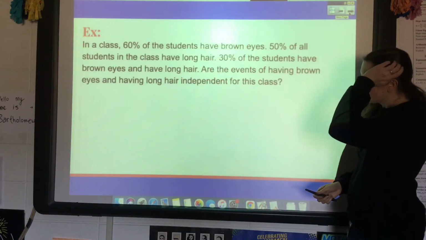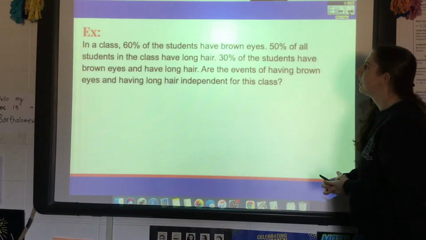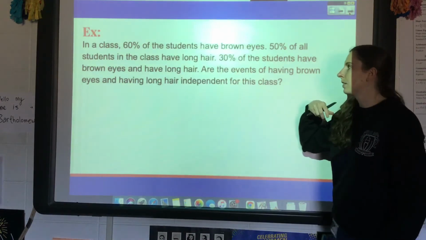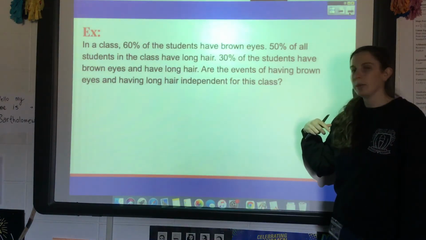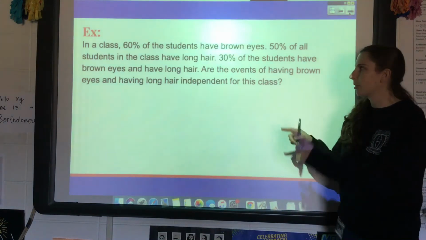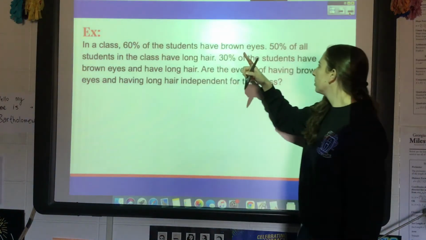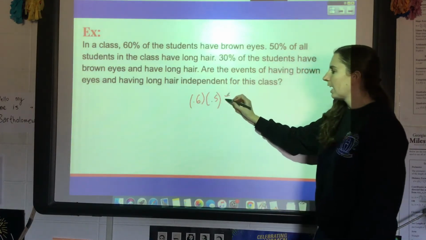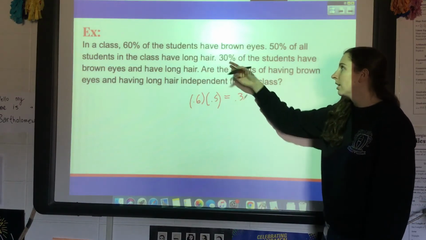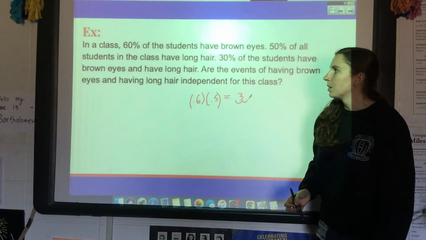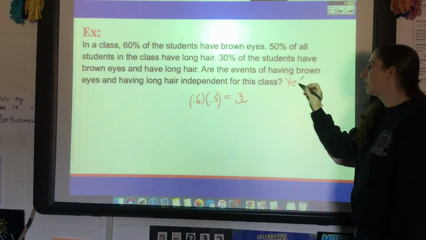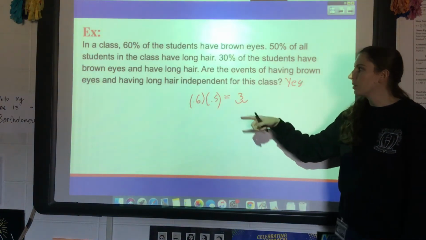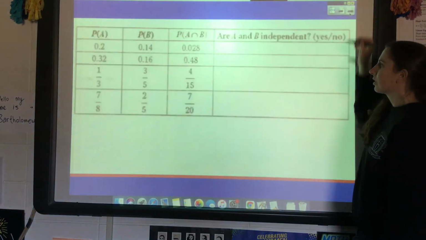Here's another example. In a class, 60% of the students have brown eyes, 50% of the students have long hair, 30% of them have brown eyes and long hair. Are these events independent? So again, just multiply the separate probabilities, brown eyes times long hair, so 0.6 times 0.5, and we get 0.3, which is 30% if I move the decimal twice. So in this case, yes, they are independent, and I proved it by this. I showed that their independent probabilities multiplied together equals this AND probability, the intersection probability.